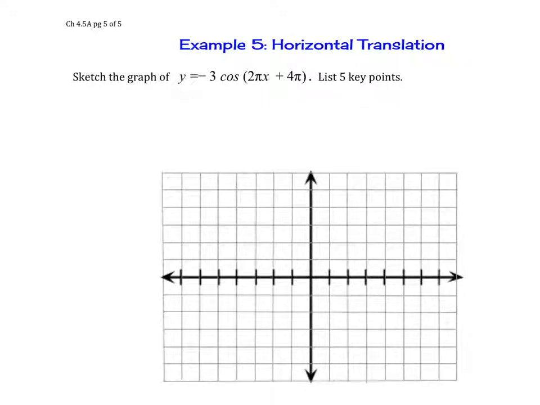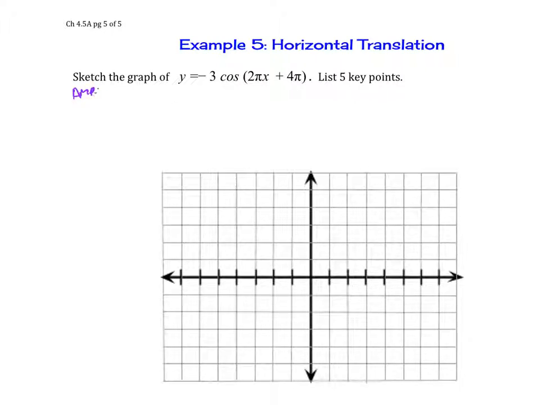Now let's look at several horizontal translations at a time. So we're going to sketch the graph of y equals negative 3 cosine of 2 pi x plus 4 pi, and then we need to list those 5 key points. So we're going to look at first the amplitude.